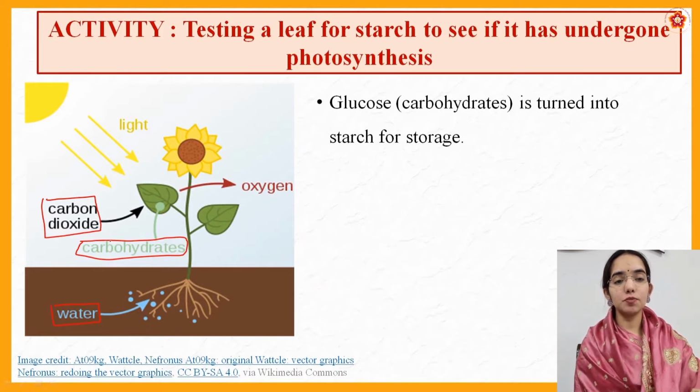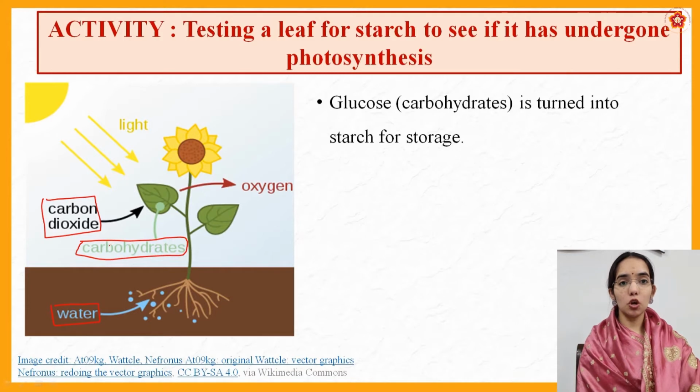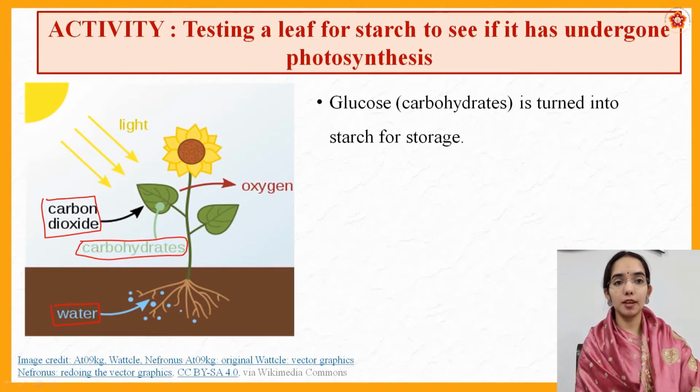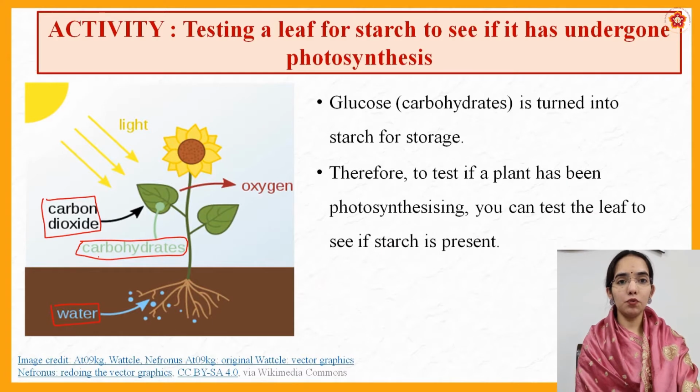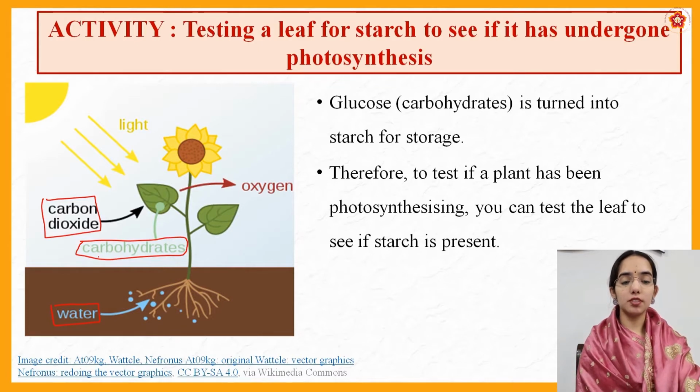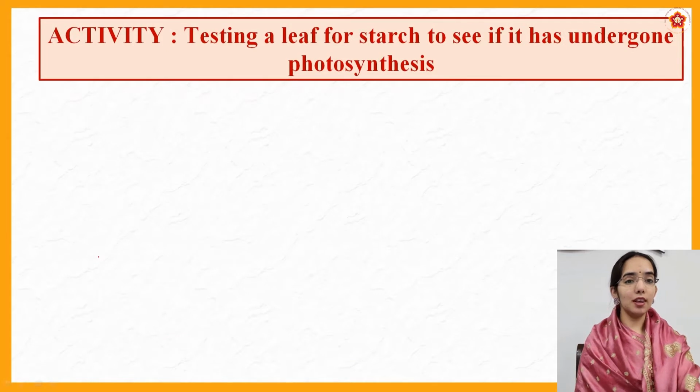So if starch is present in the leaf, that means glucose was once formed in the leaf, and if glucose was formed, that means yes, the process of photosynthesis occurred. Therefore, to test if a plant has been photosynthesizing, you can test the leaf to see if starch is present. So let's perform this activity.